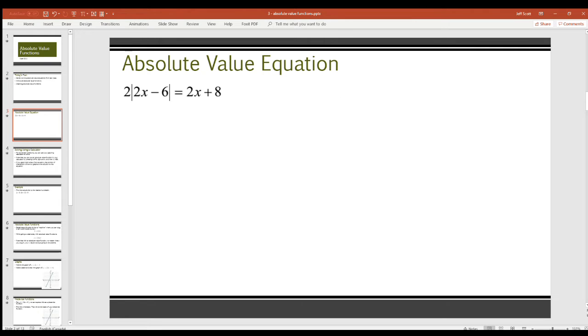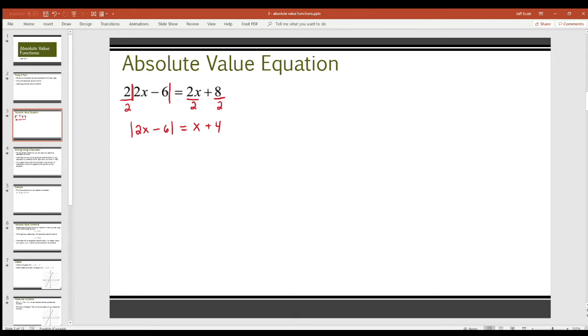Okay, so the first question we're going to do is an absolute value equation, just like what we did yesterday. Let me remind you that when we solve absolute value equations, we need to be getting the absolute value piece, that would be this piece right here, all by itself first. So the first thing we're going to do is divide both sides by 2. Now, when we divide this right side by 2, we have to divide both pieces by 2. So I'll divide this one and this one by 2. This is going to leave us with the absolute value of 2x minus 6 is equal to x plus 4.